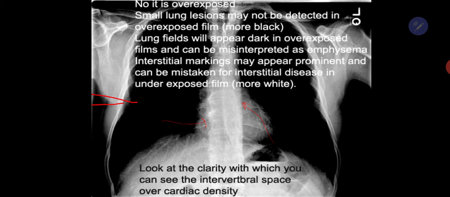And small lung lesions may not be detected in overexposed film. Lung fields will appear dark in overexposed films and can be misinterpreted as emphysema. Interstitial markings may appear prominent and can be mistaken for interstitial disease in underexposed film.